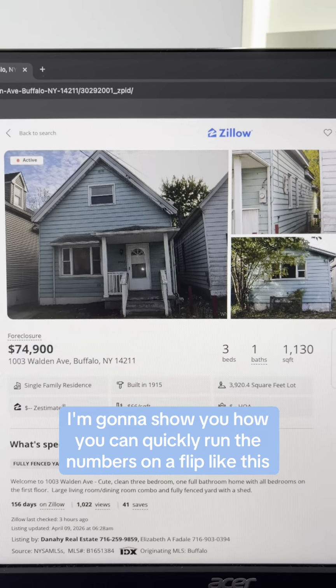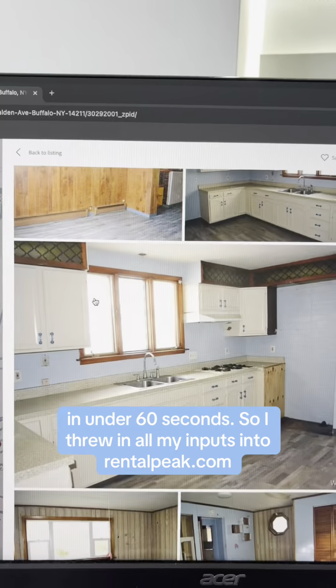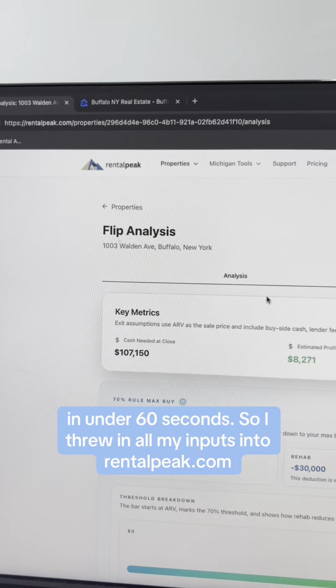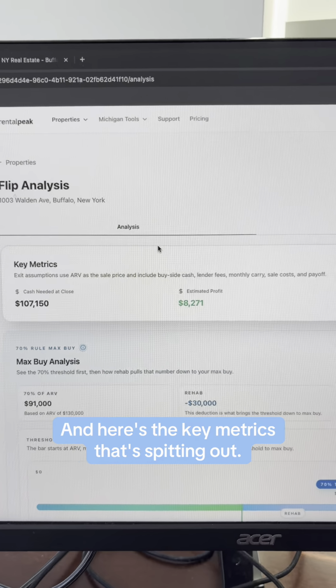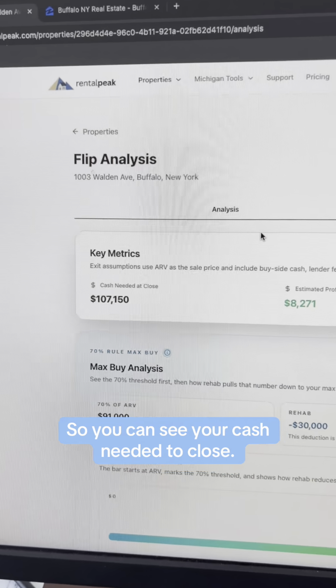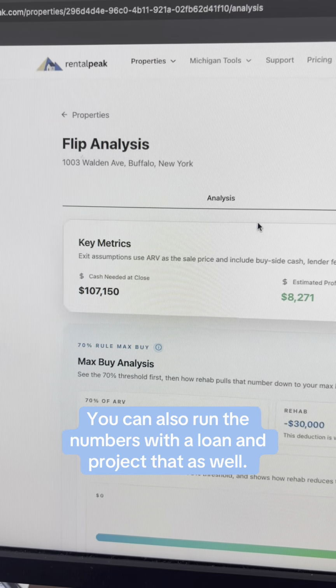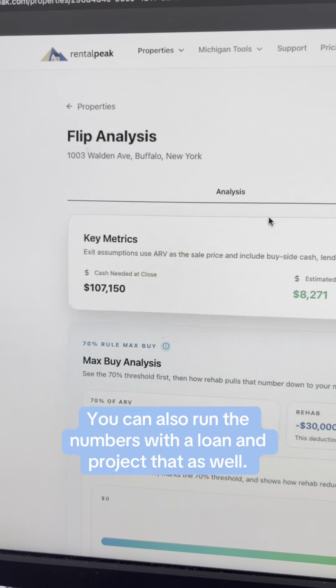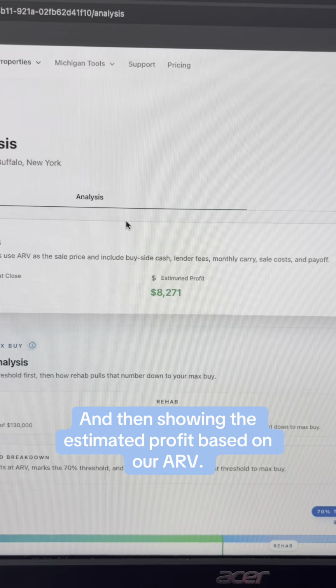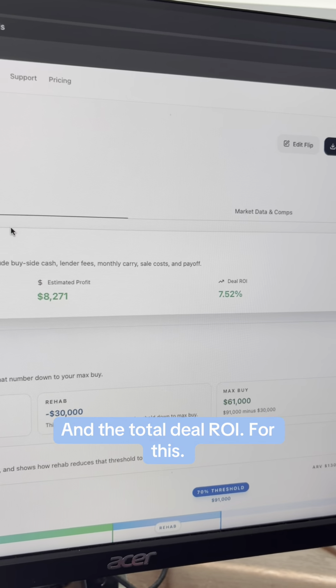I'm going to show you how you can quickly run the numbers on a flip like this in under 60 seconds. So I threw all my inputs into rentalpeak.com, and here are the key metrics that it's spitting out. So you can see your cash needed to close. If you're buying this property in cash, it's accounting for that. You can also run the numbers with a loan and project that as well. And then accounting for rehab, and then showing the estimated profit based on our ARV and the total deal ROI for this.